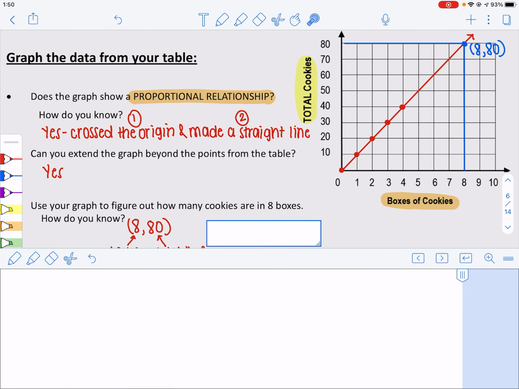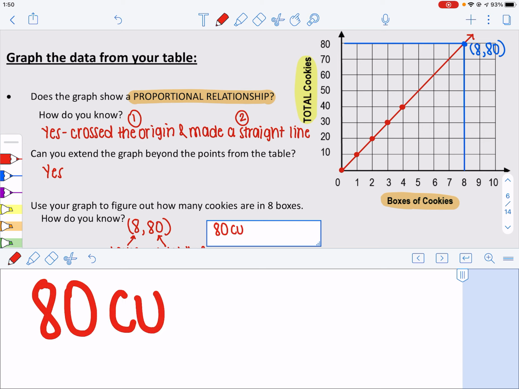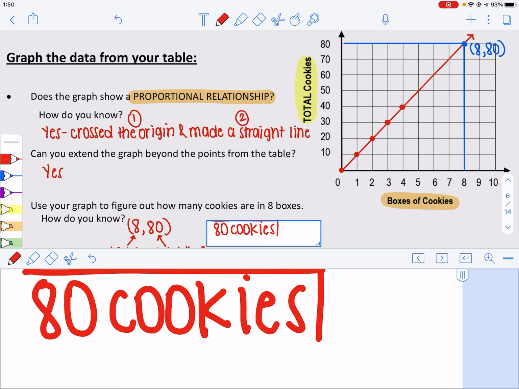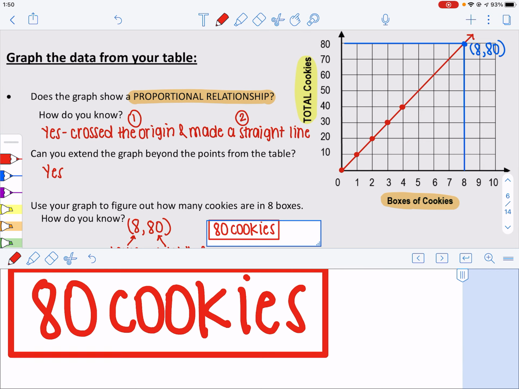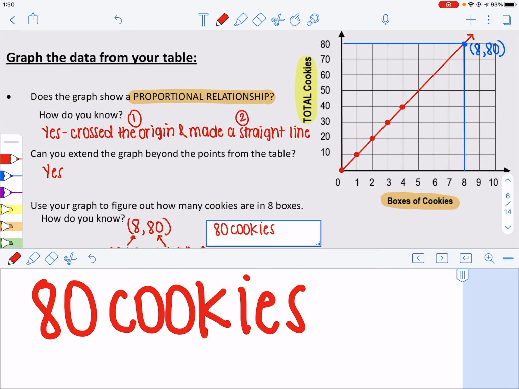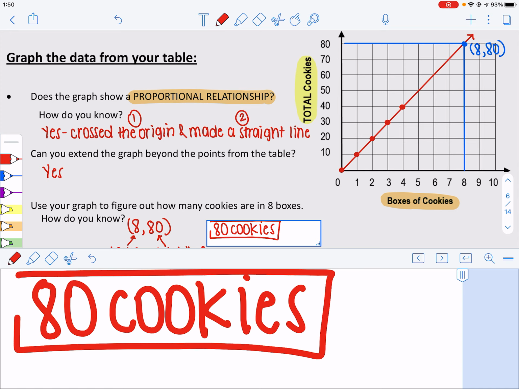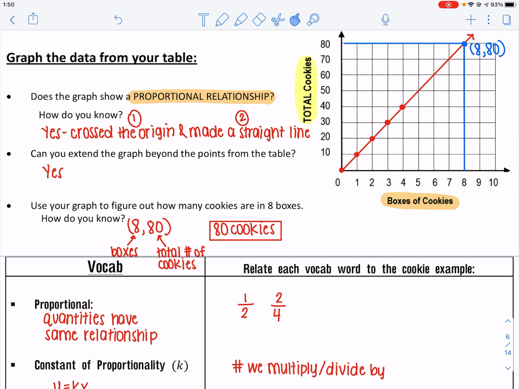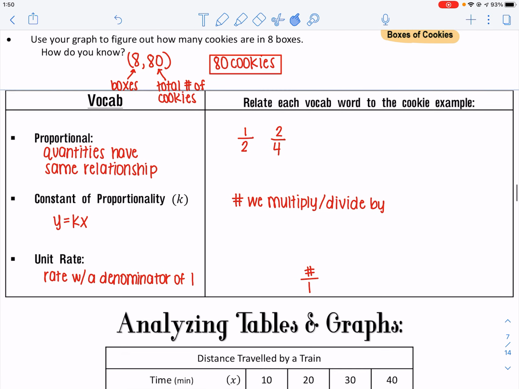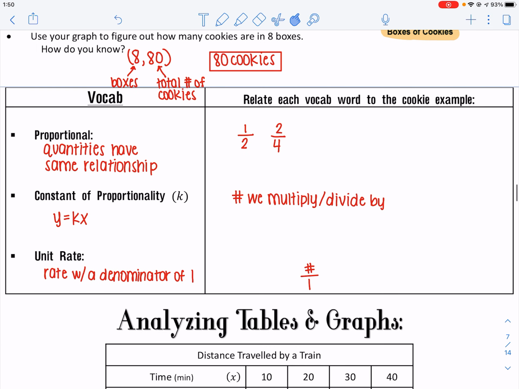All right, so if she buys 8 boxes of cookies, we know that she will have 80 cookies total. Okay, and you can use your graph, or remember above here with the table, we just multiplied to get our total number of cookies. Multiply the boxes by 10. All right, I do want you to take a second to fill out some of these vocab words.